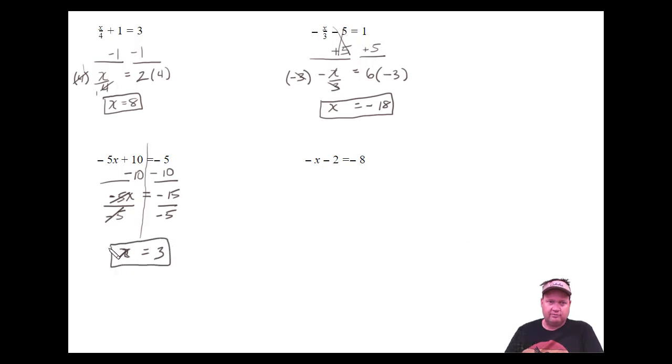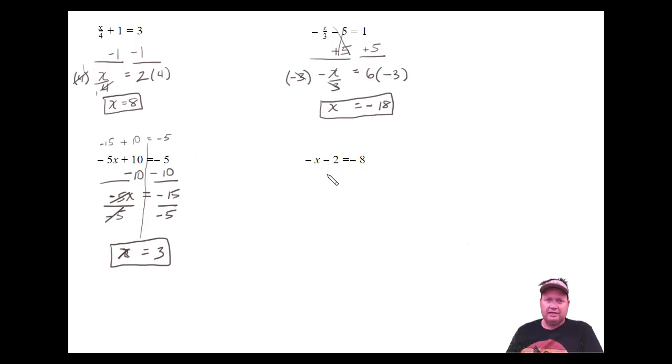And that's our solution. I can even do a quick check. -5 times 3, that would be a -15, and that would be a +10, and those two things together make -5, and that's true. So this becomes our solution.